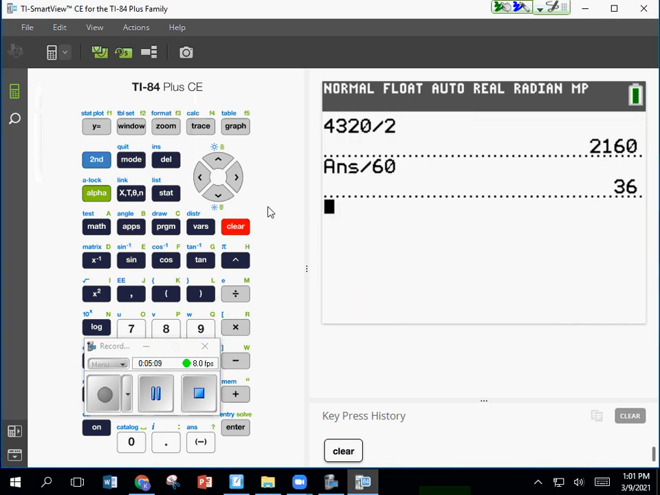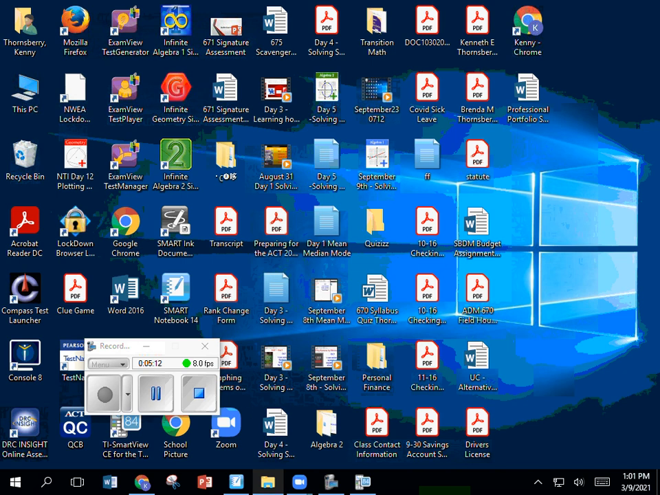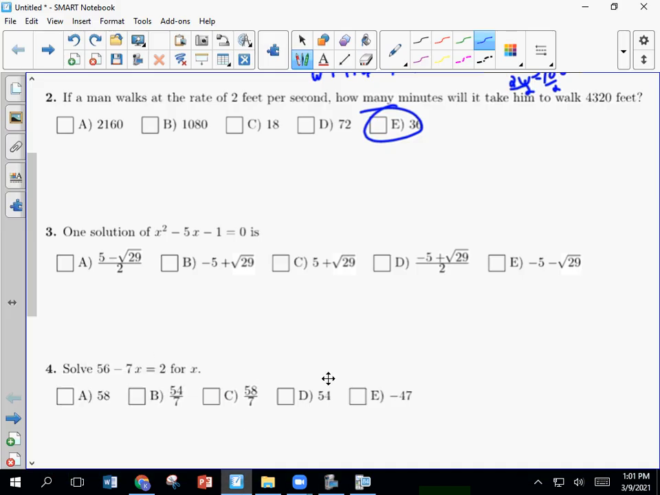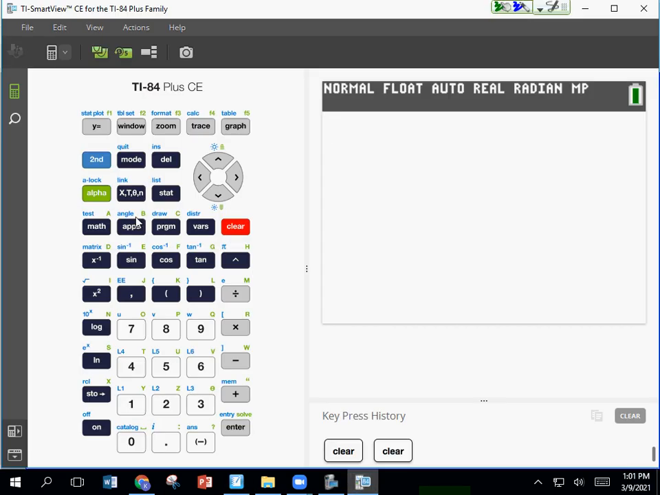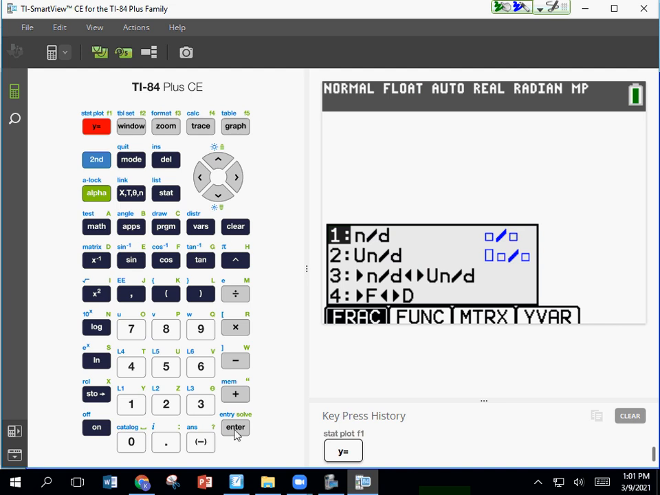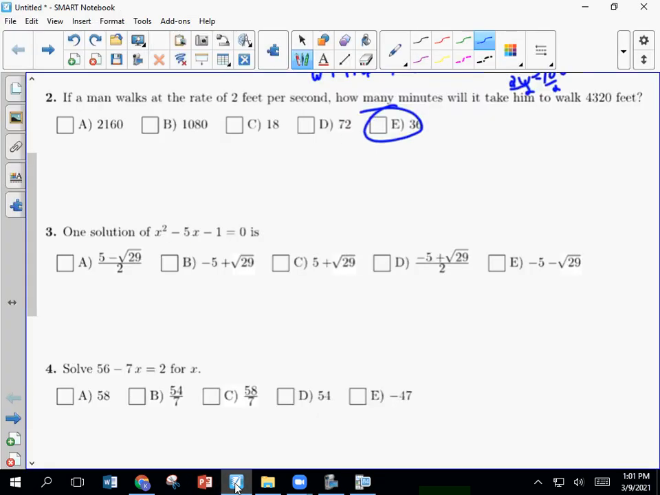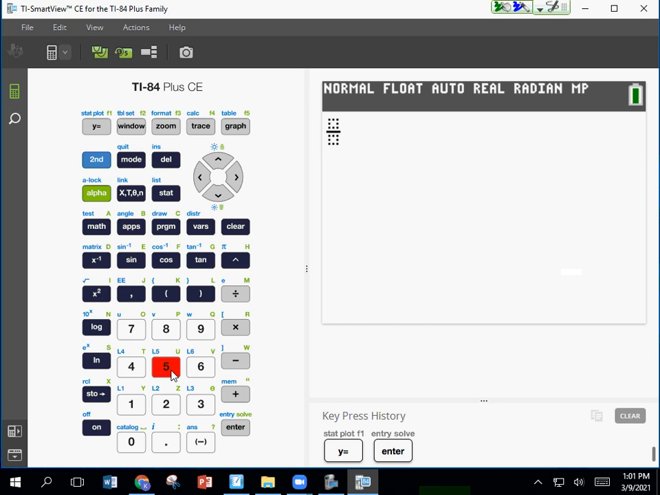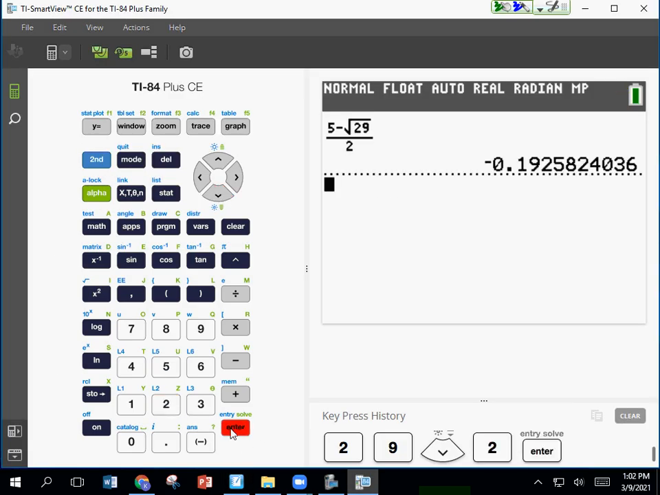If you need a graphing calculator, you can come borrow one of mine. We're going to type each one of those answer choices into the calculator and see which one gives us the closest one to 5.227. So if you need to do a fraction, you go to alpha y equals, and you do fraction. And then this one was 5 minus the square root of 29, so 5 minus second square root of 29 over 2. That's not it.